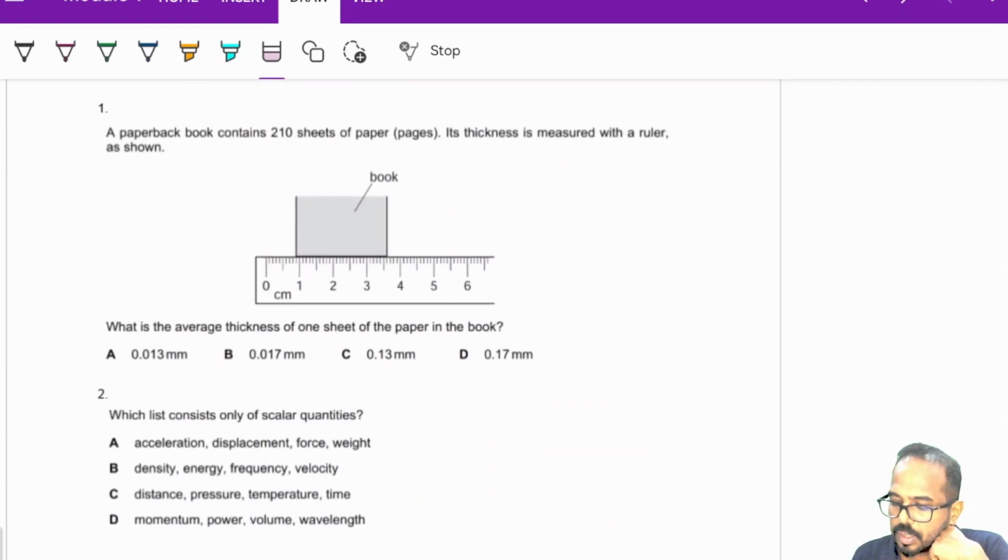Okay, read the question. A paperback book contains 210 sheets of paper, pages, and its thickness is measured with a ruler as shown in the figure. Look at this one. Figure, you're using a ruler and you're measuring the thickness. Okay. What is the average thickness of one sheet of paper in the book? You need to find out the thickness of one sheet. Okay. Let's check the measurement.